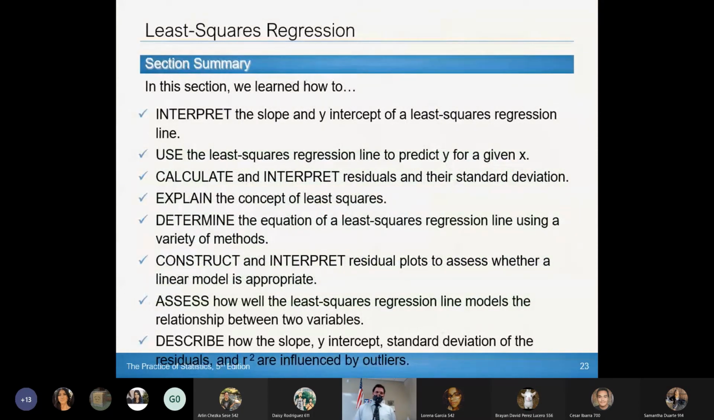And that actually brings us to the end of the presentation for section 3.2. In this section, we saw how to interpret the slope and y-intercept of the least squares regression line, use the least squares regression line to predict y for a given x, calculate and interpret residuals and their standard deviation, explain the concept of least squares, determine the equation of a least squares regression line using a variety of methods, construct and interpret residual plots to assess whether a linear model is appropriate, assess how well the least squares regression line models the relationship between two variables, and describe how the slope, y-intercept, standard deviation of the residuals, and R-squared are influenced by outliers.